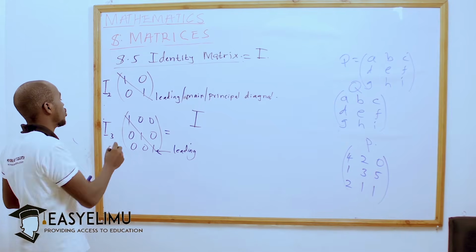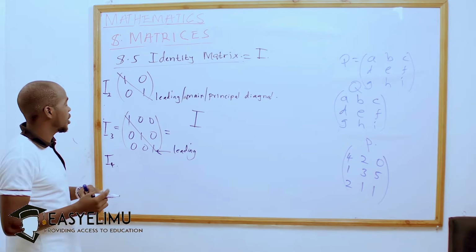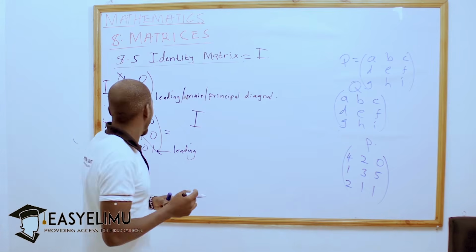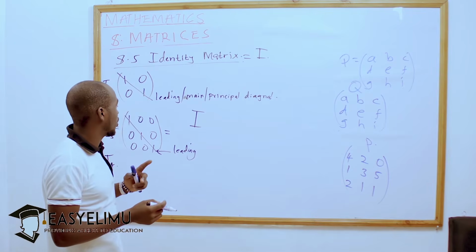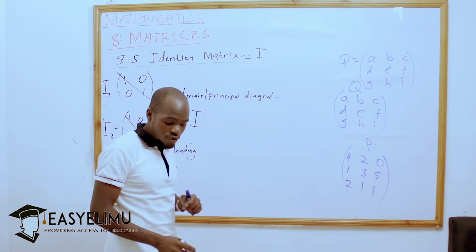And if you find that one, you will know this is an identity matrix, a square identity matrix with a 3 by 3 matrix order. So that is how they do happen.